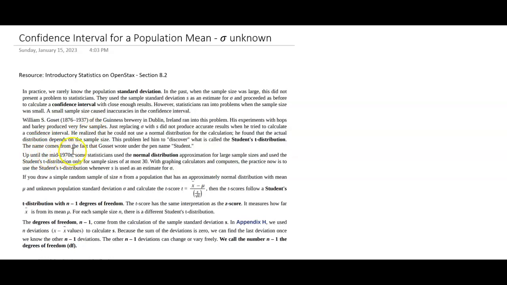Up until the mid 1970s, some statisticians used the normal distribution for large samples. However, we now use the t distribution whenever we use s instead of sigma. So if you have a sample mean and standard deviation, when you create this confidence interval, not only do you have a point estimate for the middle, but you also have a point estimate for the standard deviation. So there's a lot of additional variability and chance that goes into that.